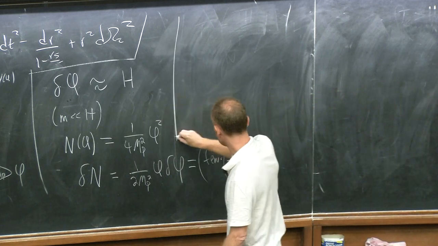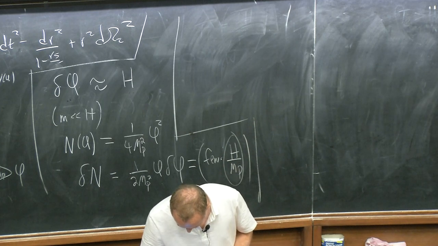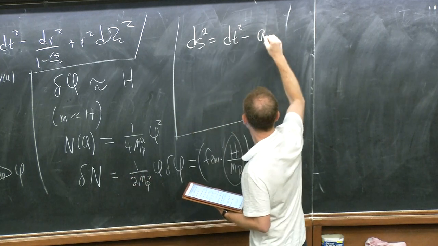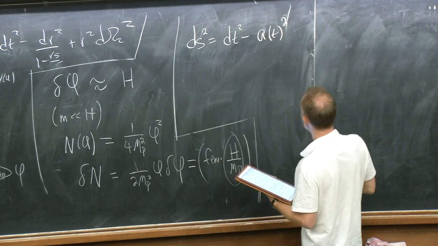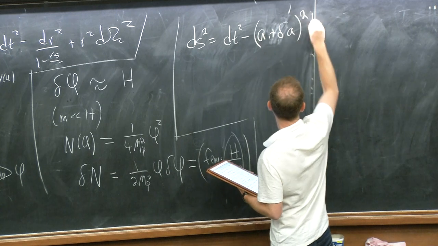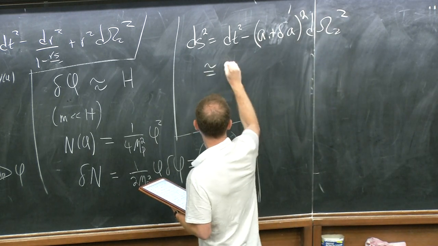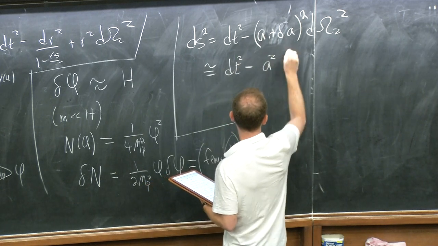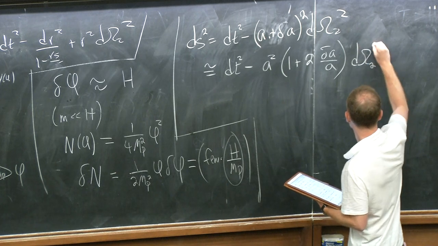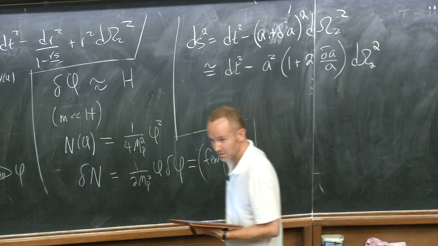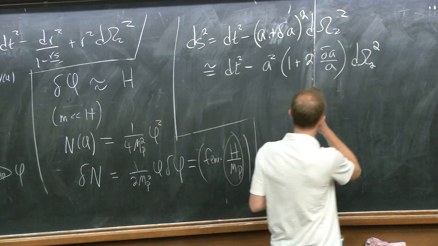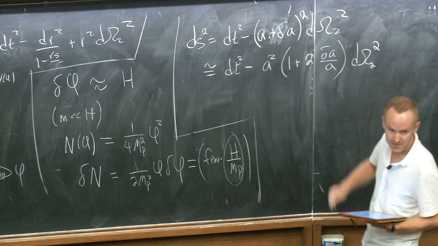Now, how do we translate delta N into something observable? Well, we have our background metric. It looks like this. And now let me replace A with A plus delta A. Do it like this. And then I'm just going to keep the first term, not the delta A squared term. So this delta A can be a function of position as well as a function of time. And it describes the perturbation away from the classical background that we started with, which is delta A equals 0.